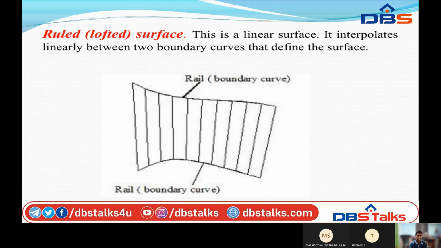Next, ruled or lofted surface. A ruled surface is generated by using two linearly interpolated boundary curves. Here, the top curve and the bottom curve are the two boundary curves, which are linearly interpolated. That means it looks like a convergent and divergent surface. Okay, this is the ruled surface.